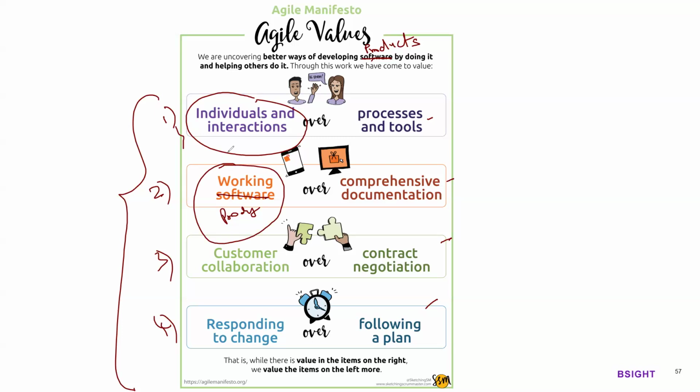The documentation is not that heavy. You're not going to spend 3 months to prepare a document, probably 1 or 2 days to put high-level details, sign off, and you directly start developing the product. That's why they say about the second value, working product over comprehensive documentation. Third, customer collaboration over contract negotiation.